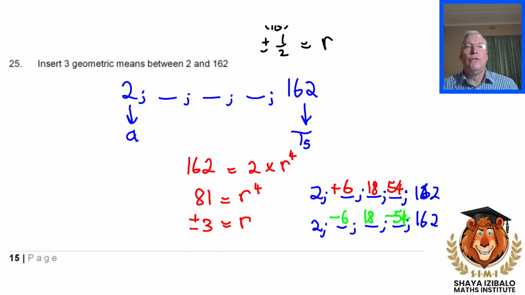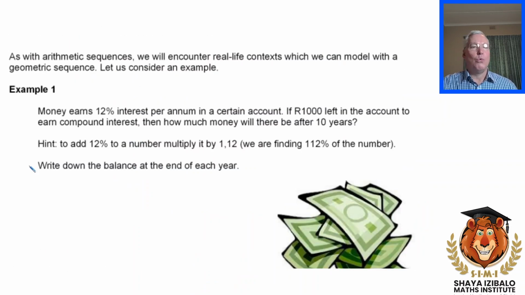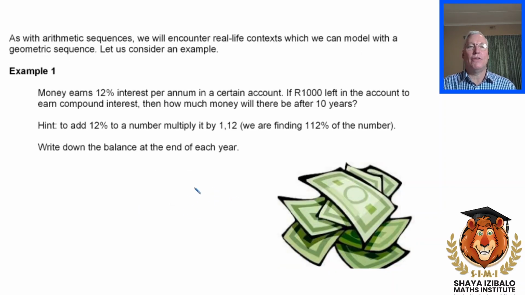Okay, just as we did with arithmetic sequences, often we are asked to solve real life examples. Now later this year we're going to do some financial maths and talk a lot about percentages. But let's just read this question. Money earns 12% interest per annum. If 1,000 Rand is left in the account, how much will it be after 10 years?